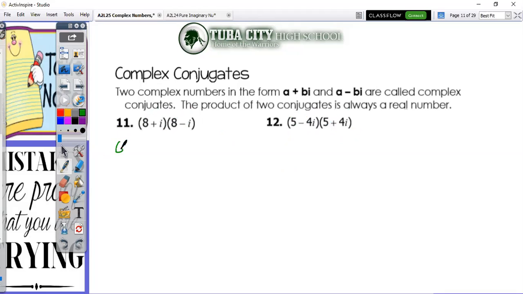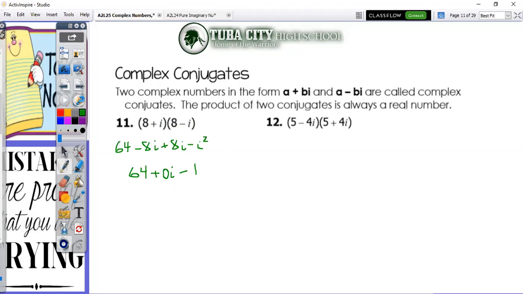So 8 times 8 is 64. Outside number is negative 8i. Inside terms is also going to be plus 8i. And last numbers here, this would be negative i squared. All right, so let's go ahead and get 64. Now, in this case here, this would be 0i because 8 minus 8 is going to be 0. So it's gone pretty much. And negative i squared is going to be negative 1.